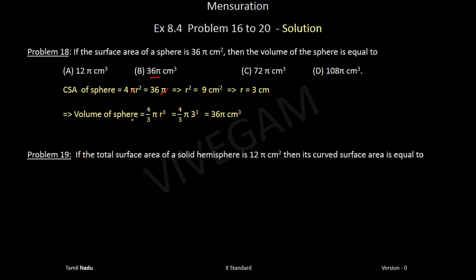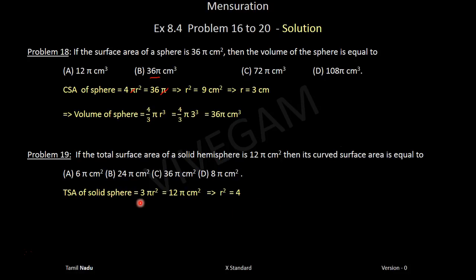Problem 19. If the total surface area of the solid hemisphere is 12 pi centimeter square, then the curved surface area is equal to. So the total surface area is 3 pi r square and the curved surface area is 2 pi r square. Okay. From this you can calculate the radius and use that radius to find the curved surface area, or you can find the r square and use that r square here. Let's see how I've done.